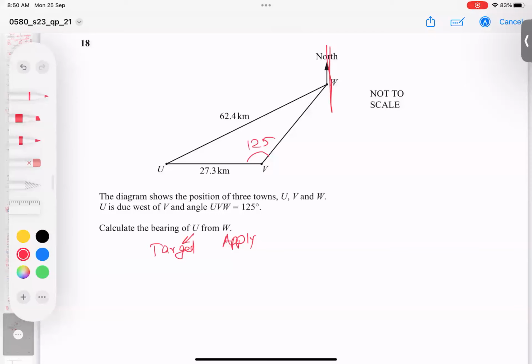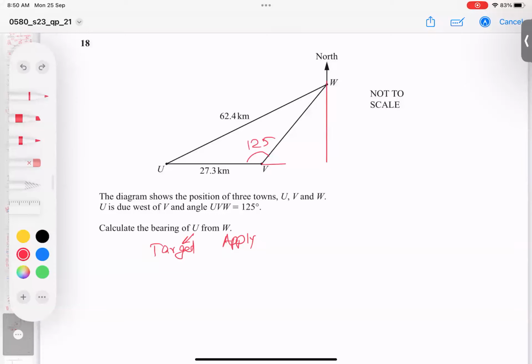So face towards north, turn clockwise till the target, and the target line is this. So from here till here, this is my target. So always move clockwise, starting from north. So this is my target. Look, I'm showing you: I drag the line down. It's very important to drag the line down, and drag this way.